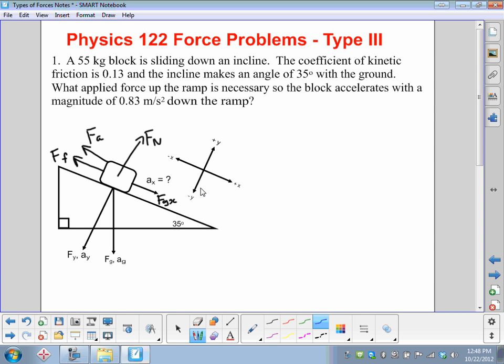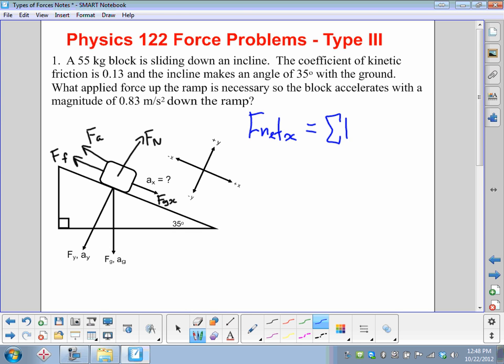All right, let's do this problem. A 55 kilogram block sliding down an incline, coefficient of kinetic friction is 0.13. Incline makes an angle of 35 degrees with the ground. What applied force up the ramp is necessary so the block accelerates with a magnitude of 0.83 meters per second squared down the ramp? The net force relationship still applies. It always applies.